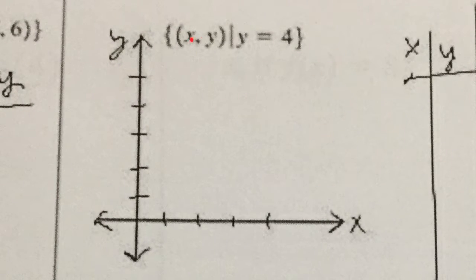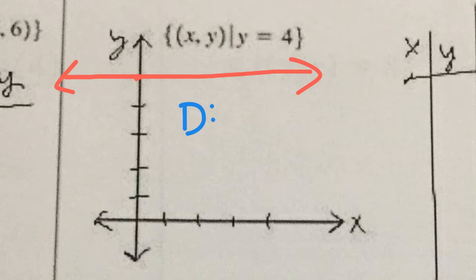Okay, the next one, my function is defined a little differently. It says my function is the set of all x's and y's such that y is equal to 4. So this is just the equation of a line. And remember, this is one of our special cases. When you have y equals a number, that is a horizontal line. So I go to where y is 4, I plot my point, and my line is going to be horizontal, like this.